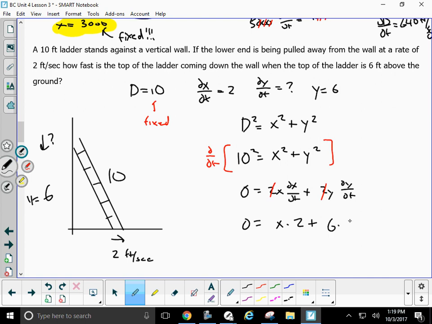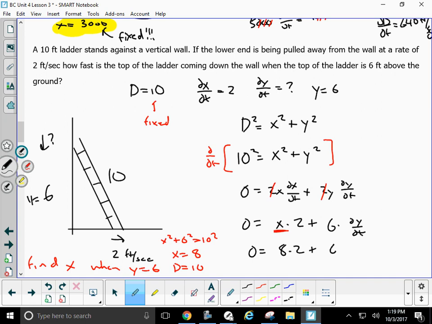when y is 6, trying to find dy/dt, but I have missing information, x. Need to find x when y is 6 and D is 10. Using the Pythagorean theorem, x squared plus 6 squared is equal to 10 squared, you'd end up with x being equal to 8. 6, 8, 10 triangle. So 0 equals 8 times 2 plus 6 times dy/dt. Solving for dy/dt, you have negative 16 over 6, which is the same as negative 8/3. That'd be in feet per second.